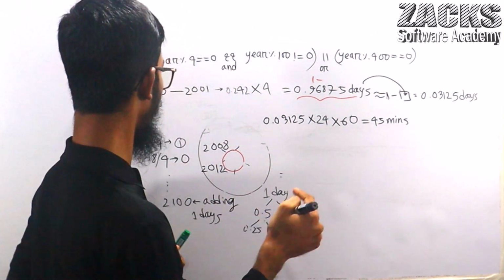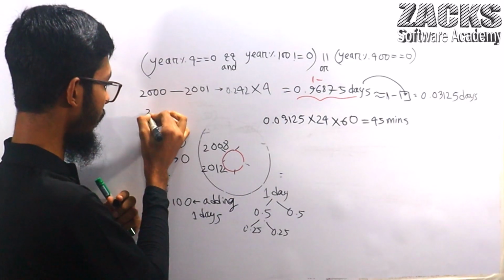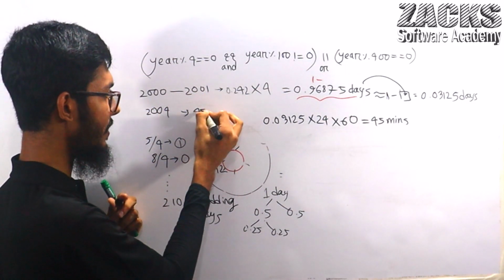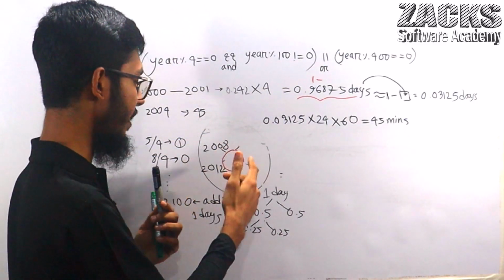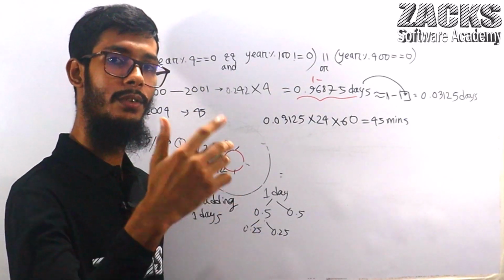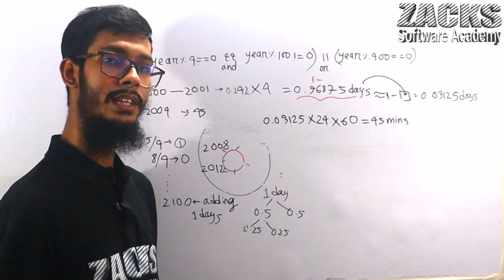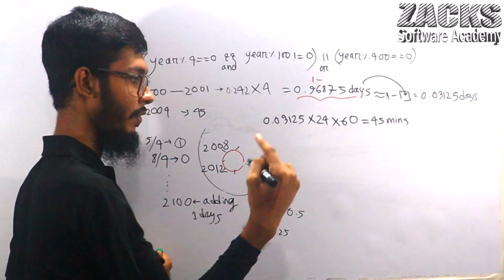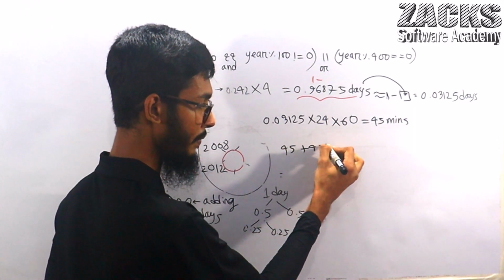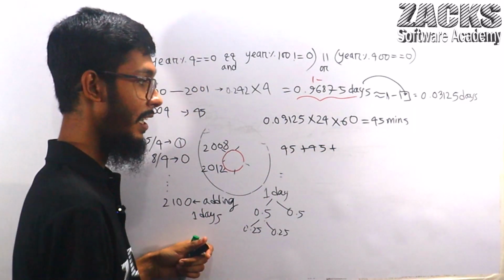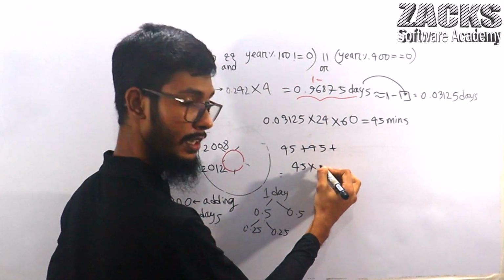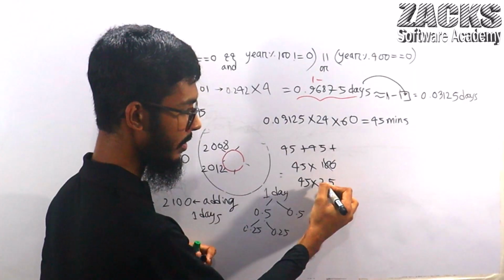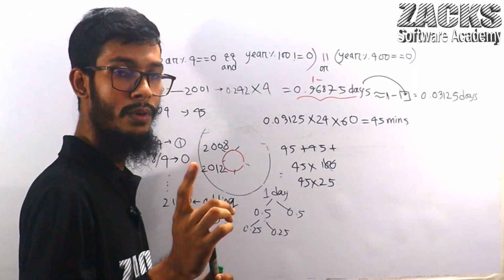Very simple, sir. From 2000 to 2004, after 4 years, we are extending 45 minutes. Again, after 4 years, extending 45 minutes. Again, after 4 years, extending 45 minutes. What will be the result after a century, after 100 years? Simply 45 multiply 25, because 100 by 4 means 25.